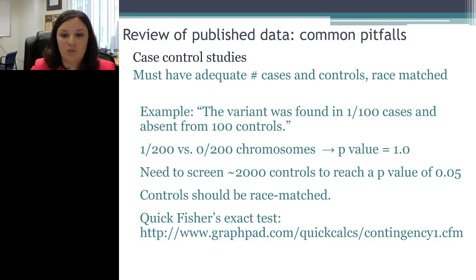That p-value is literally 1. It's meaningless to us. So in order for this to be meaningful, we would need to screen at least about 2,000 chromosomes to even reach a p-value of 0.05. And again, controls should be race matched. So I would encourage you, especially in older papers that had really small populations that they were screening, and tried to say that because they found the variant in a couple of individuals but didn't find it in any controls, when we're only looking at a couple of hundred individuals to begin with, to really look at that data and be wary of some of the conclusions that are made.